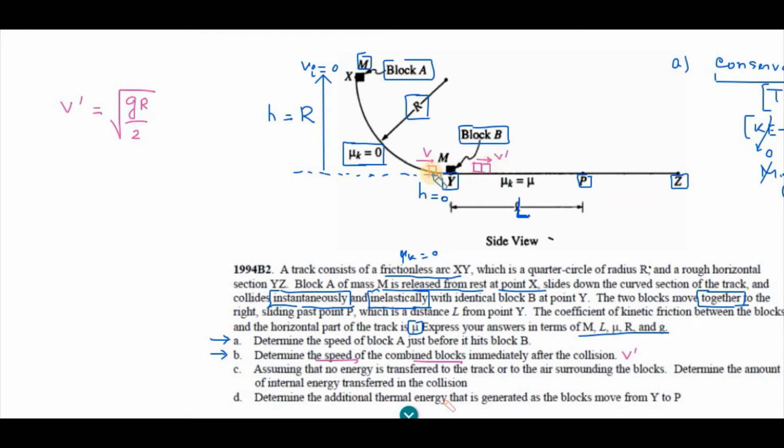If we take the difference between the kinetic energy before the collision and the kinetic energy after the collision, then we can determine how much internal energy is transferred in the collision. So for the third part, part C, we have already defined that after the collision the velocity of the combined system, that means the combined block, is square root of gr by 2.